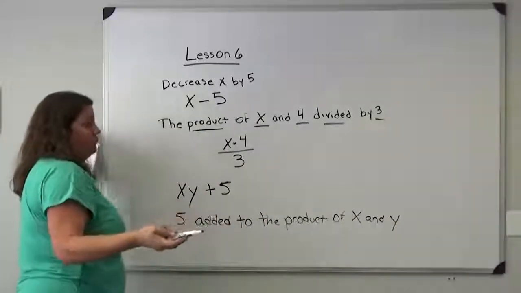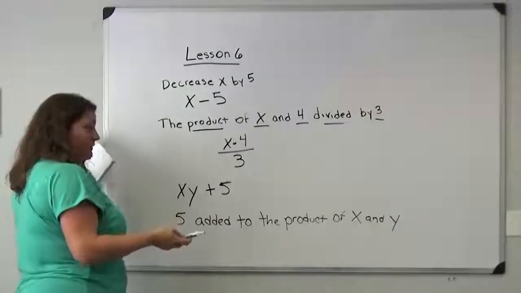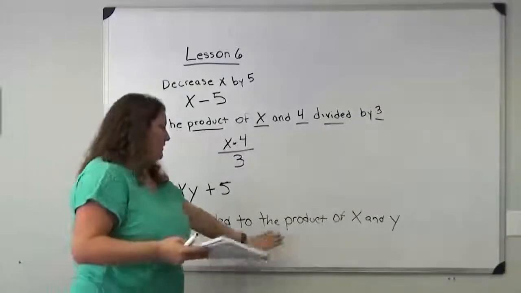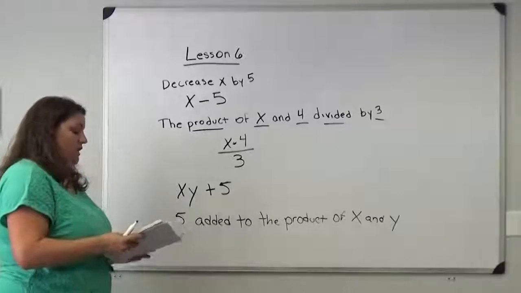That would be another way to do it. Increase the product of x and y by 5. So just make sure that when you write it out, it makes sense in terms of the equation that you've been given.